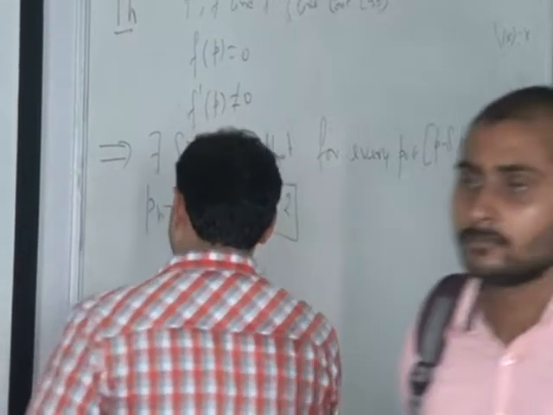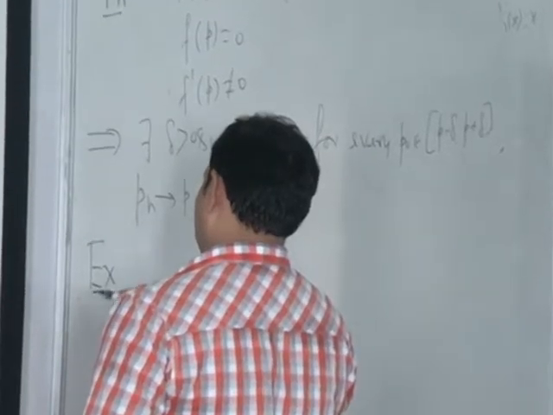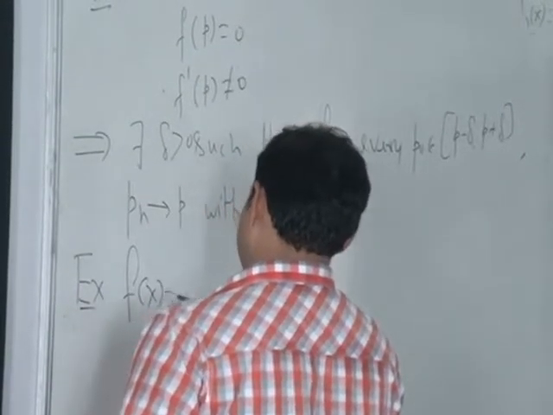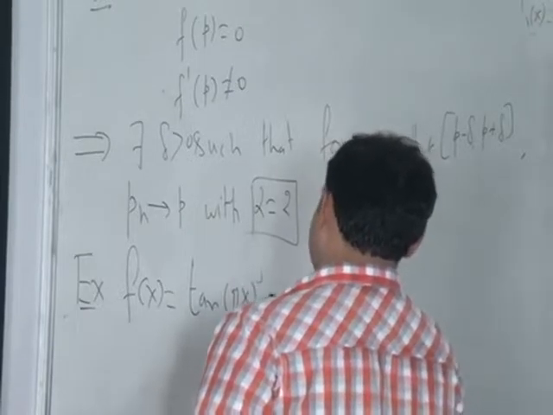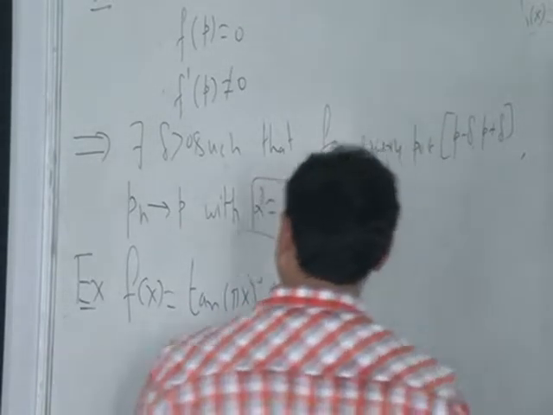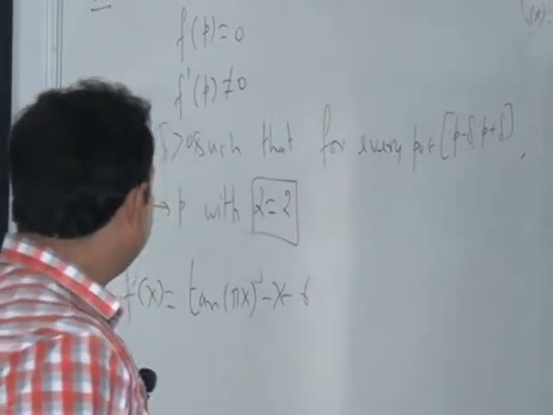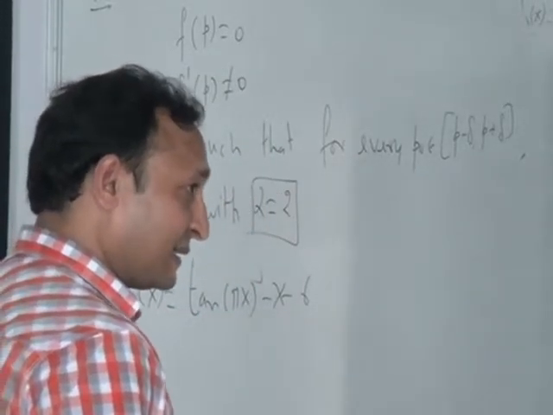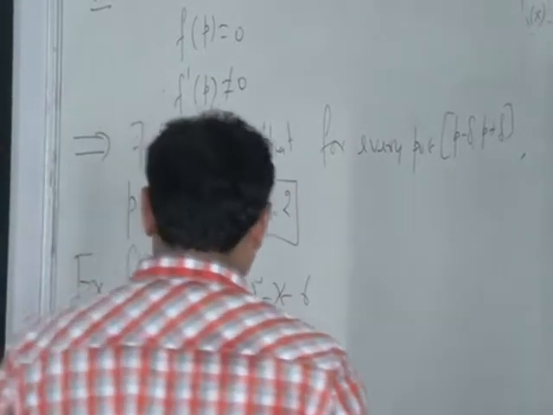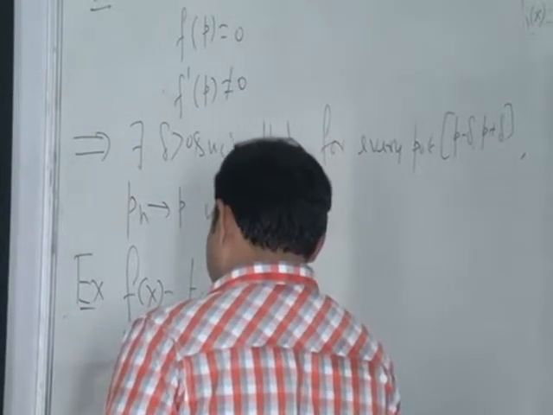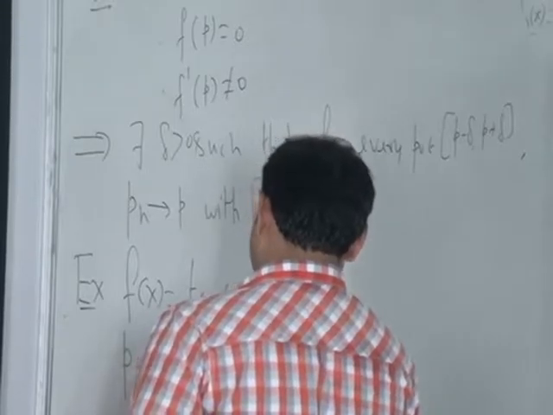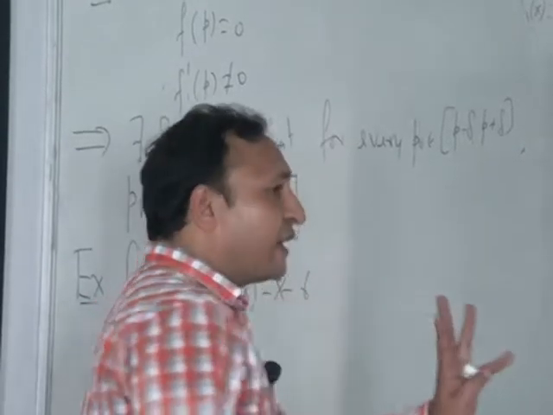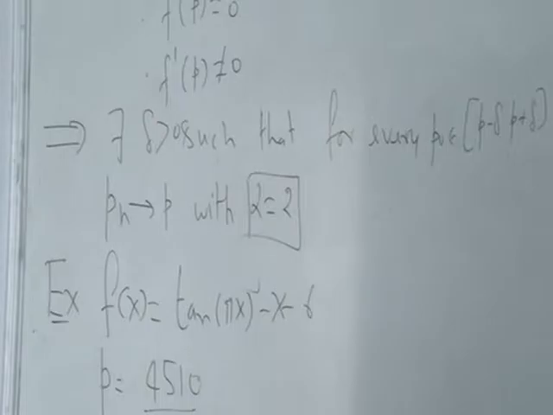For example, I will give one example. Suppose you take your f(x) as tan(pi x) minus x minus 6. I know the exact root of this, p, is 0.4510 if you use up to 4 digits.